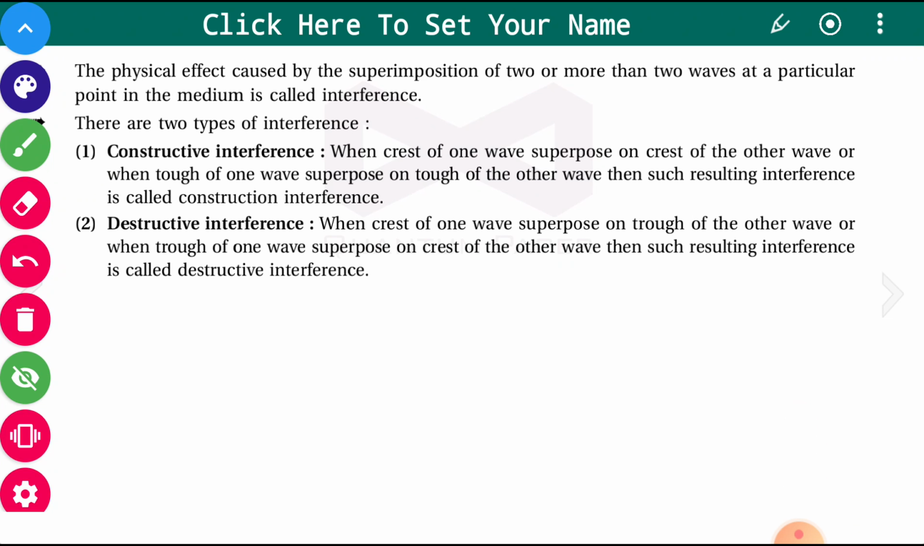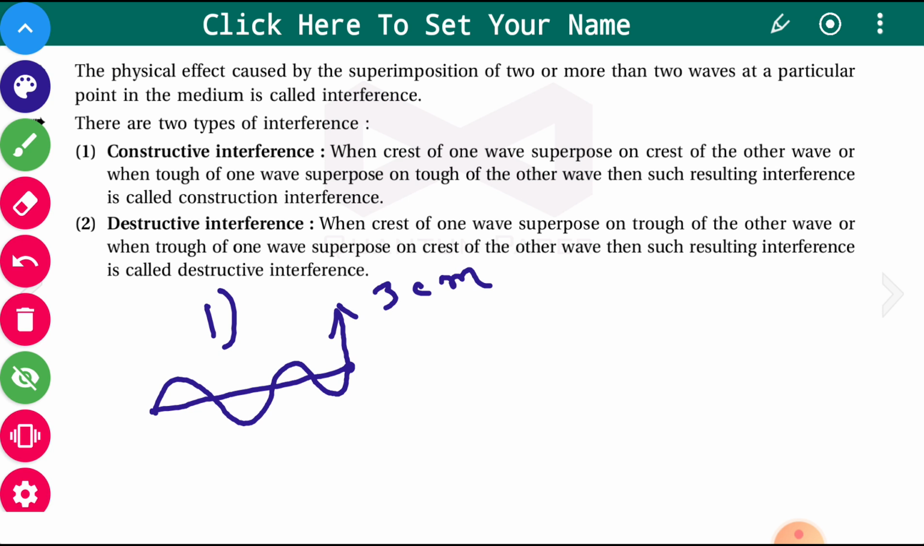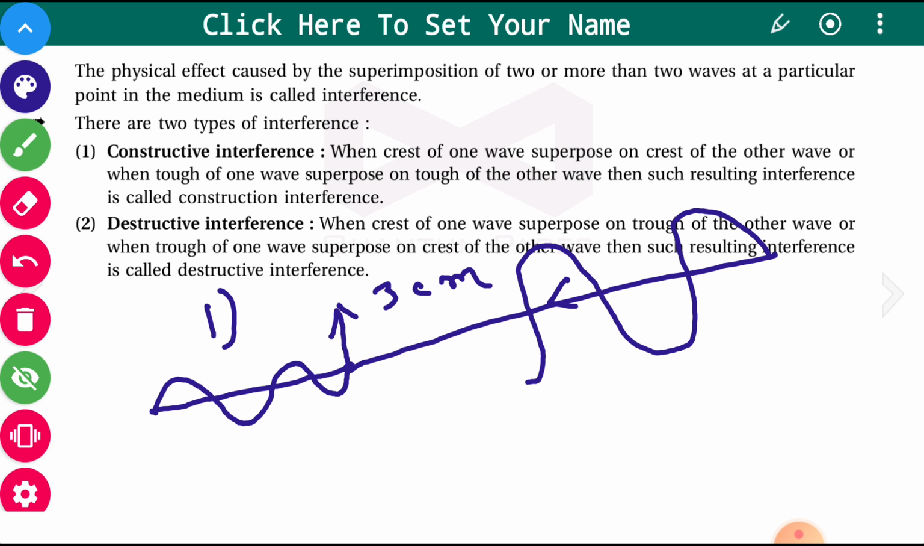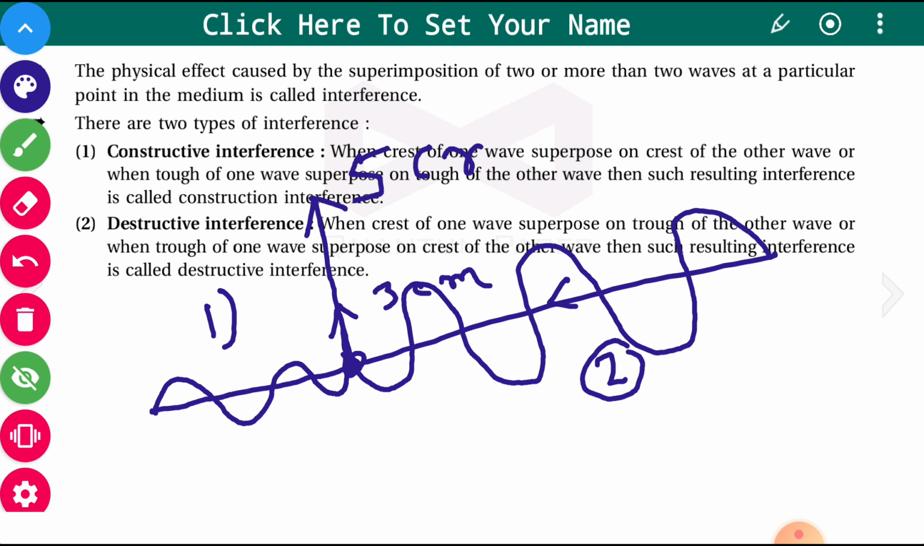Whenever, say for example, this is the point and it is experiencing the displacement because of the first wave in the upper direction by say 3 centimeter. Then another wave is reaching this point simultaneously at the same time. Because of this second wave, say for example, this particle experiences 5 centimeter displacement in the upward direction.